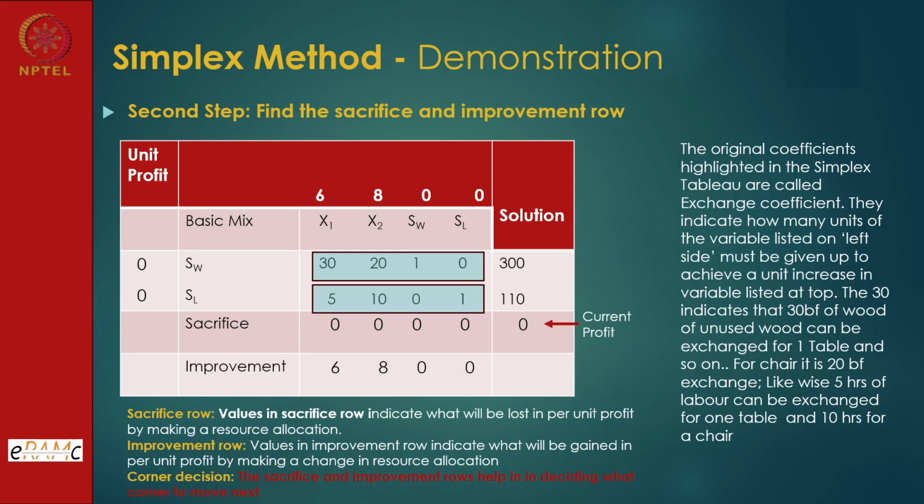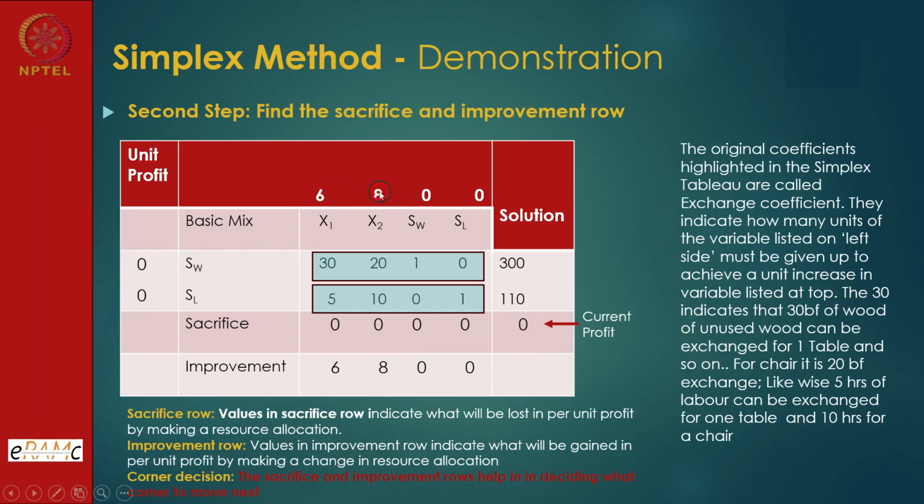Initially these rows were sacrifice rows. As per the rule, the value in the sacrifice row indicates what will be the loss, and the value in the improvement row indicates the gain in profit. So the improvement row is 6800, and the loss at present is 0 because we have not made any change, and current profit is 0. This is the comparison, and the unit profits on this side will be the varying thing, which will validate whether we have got the optimum solution.